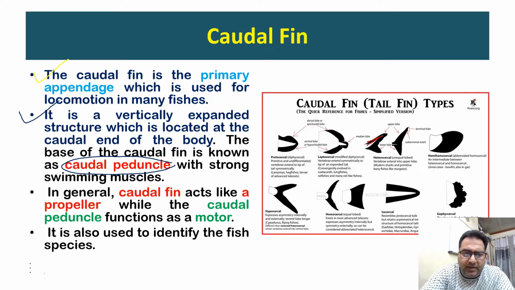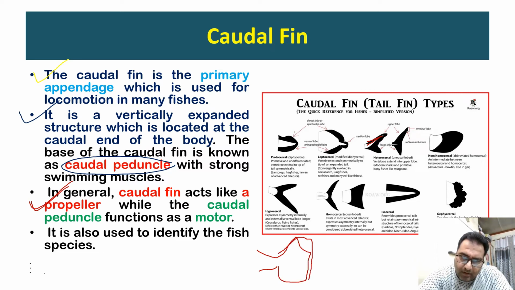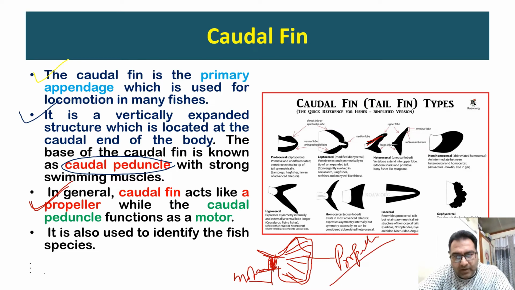So in general, the caudal fin acts like a propeller, while the caudal peduncle functions as a motor. For example, this is the fish, and this is the caudal fin. If this is the propeller, then here the strong muscles are present at the base of the caudal fin. So this is the motor, and this acts as a propeller. If the caudal fin acts as a propeller, then the caudal peduncle functions as a motor.